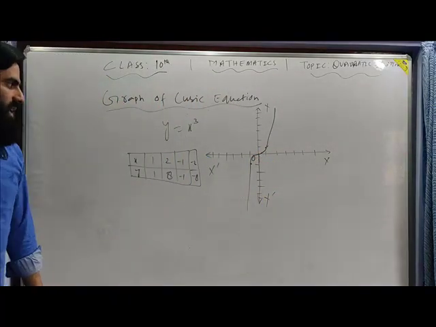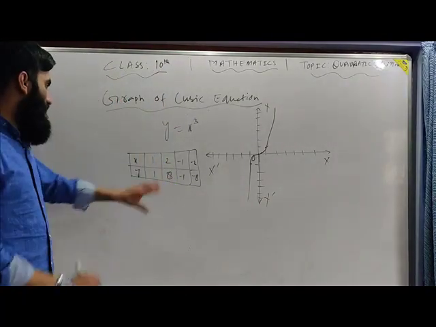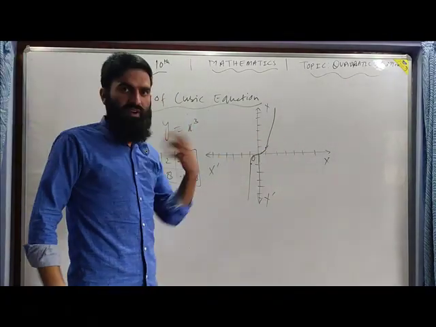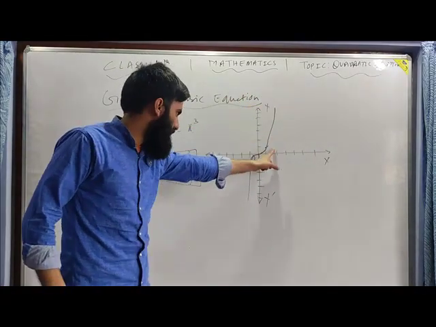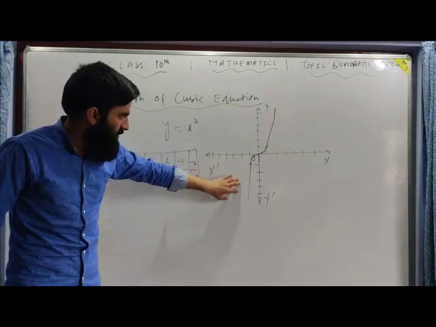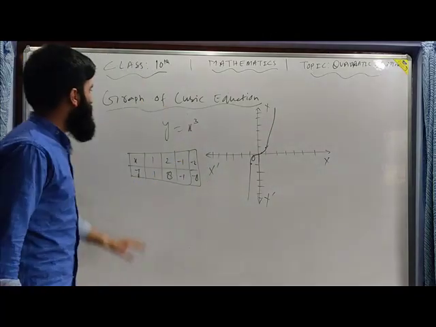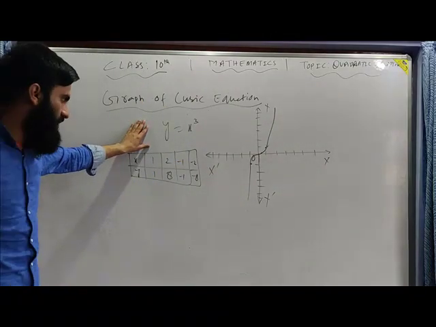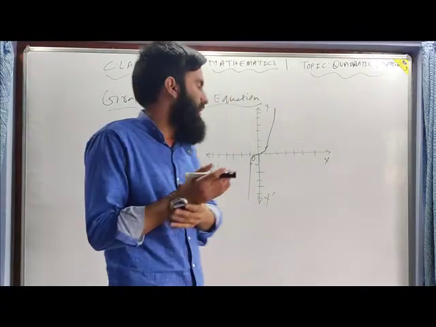So the graph of a cubic equation will be like this. If you sketch it on your graph, you will get a figure exactly like this. The graph moves ahead from the first quadrant, passes through the origin, and then passes through the third quadrant. So you will get this kind of graph for a cubic equation. This is a little bit of introduction which you need right now in 10th class standard.